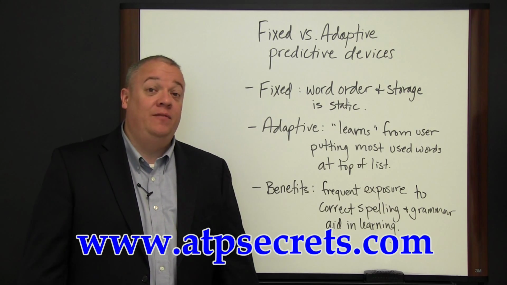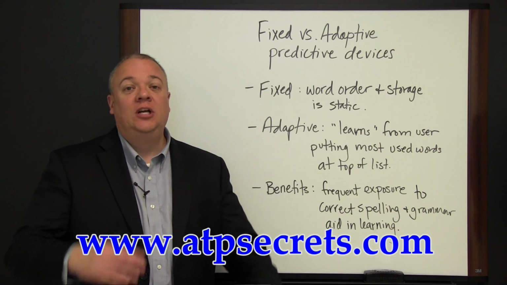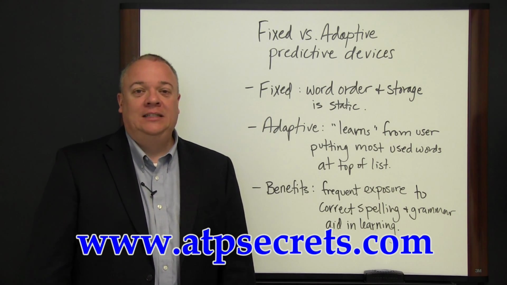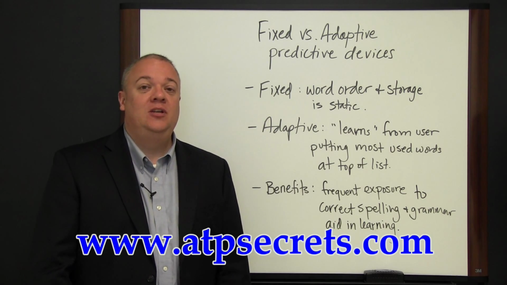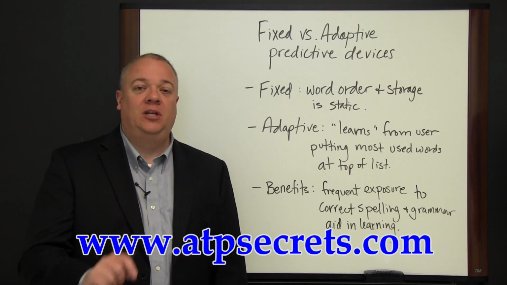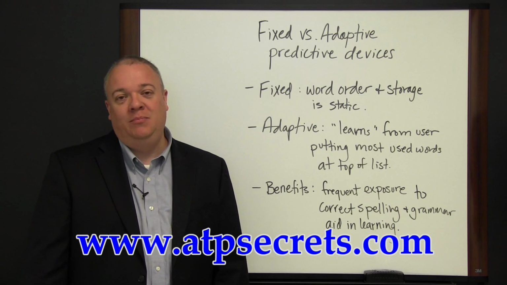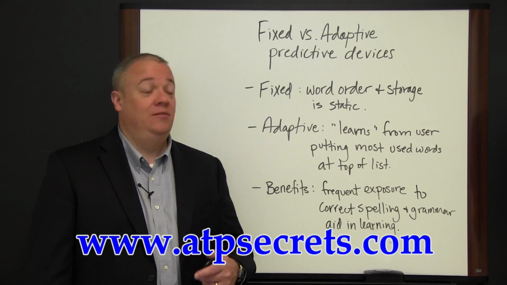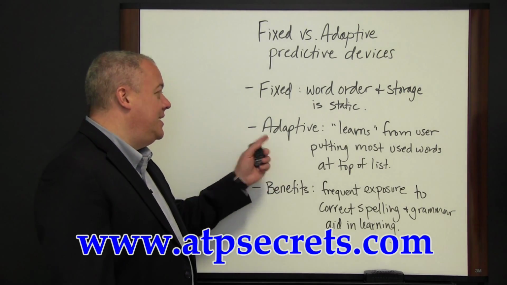Now this can have a beneficial effect as the person gets used to looking at those list of words based on the spelling of what they've typed so far. So it has its own benefits, but you may have to scroll a lot down to the particular word you're looking for, which can be a bit tedious. So in contrast to the fixed predictive form of device, there's the adaptive.